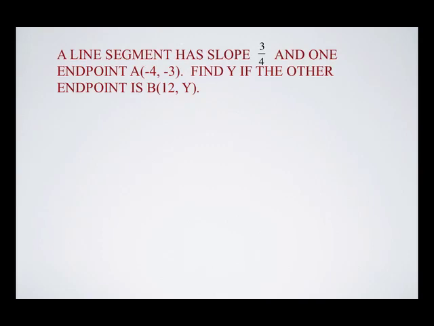A line segment has slope 3/4 and one endpoint, A, negative 4, negative 3. Find y if the other endpoint is B, 12, y. In this question, we're going to have to determine the equation of a line, and then we're going to have to solve for the missing y coordinate. Give it a shot, and when you're ready to see the solution, come back and check it out.